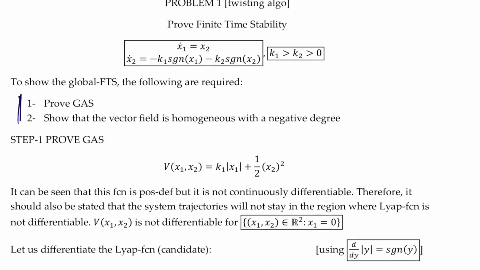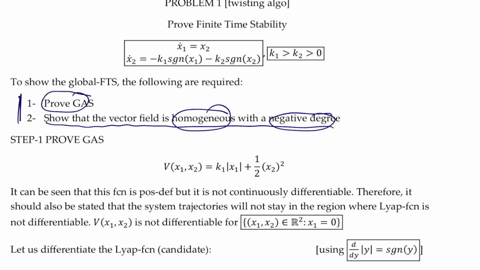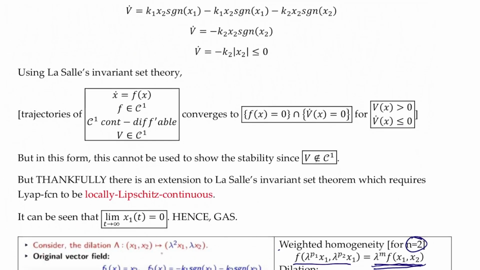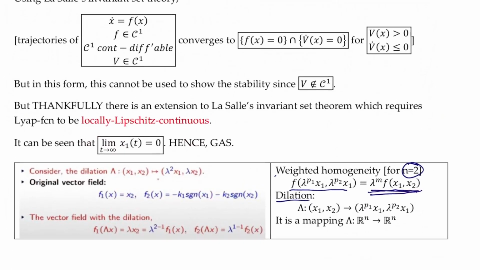Yeah, we already proved the global asymptotic stability, but we need to show that the vector field that we have is homogeneous, and weighted homogeneous with negative degree. Okay, this is important, and this is a really important property of a system. Okay, and here we are able to show that, like this, and the homogeneity degree of that vector field. Okay, and here the vector field is f equals f1, f2, x1 x2, right?